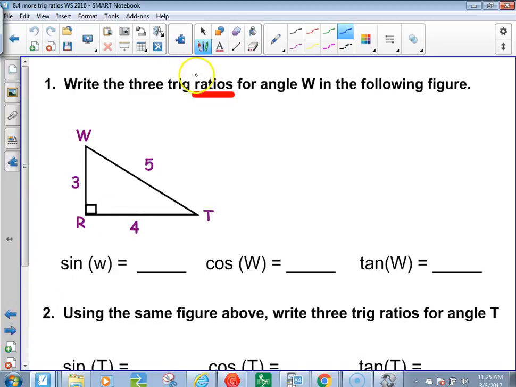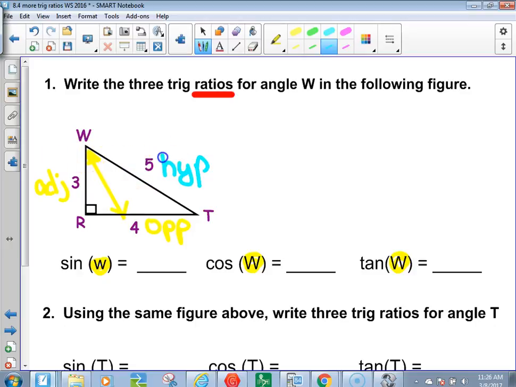Okay. Writing the 3 trig ratios. Now I'm going back to a type of problem that's a little different than what we were just doing. We are coming from a particular angle at a time. That's why I'm going to use 2 colors. If I'm coming from angle W, then I would name my parts of my triangles differently than if I'm coming from angle T. So if I'm coming from angle W, then 4 is the opposite. 3 is adjacent. I'm going to do them all in yellow because I'm labeling opposite and adjacent based on angle W. 5 is the hypotenuse no matter what.